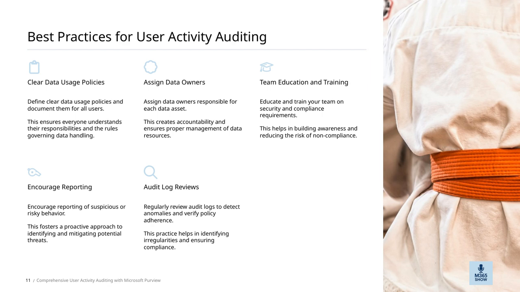Finally, defining clear data usage policies and making sure everyone understands them is essential. Documented rules help set expectations and clarify responsibilities, making sure all users know how to handle data correctly. Together, these practices create a comprehensive approach to user activity auditing, enhancing our overall security posture and ensuring we stay compliant.